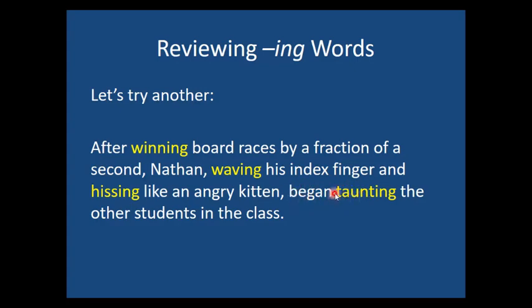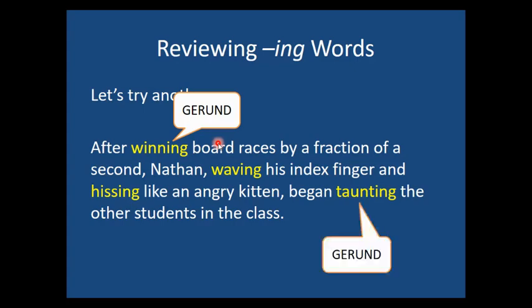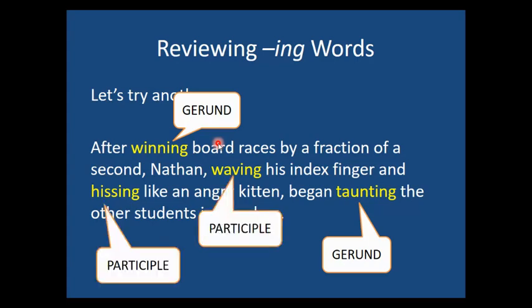Taunting must be the gerund, taunting the other students. And here's a noun coming off this preposition. It's after what? Winning board races. So if you think about it logically, that guy becomes the gerund. It's in that prepositional phrase. He's in a noun position. And this other guy's a gerund as well because it's not part of the verb. It's the direct object. Began what? Taunting the other students. And then in between here, we have these two participles right here. Two participles describing Nathan. All right, so that should help you with your modeling exercise.